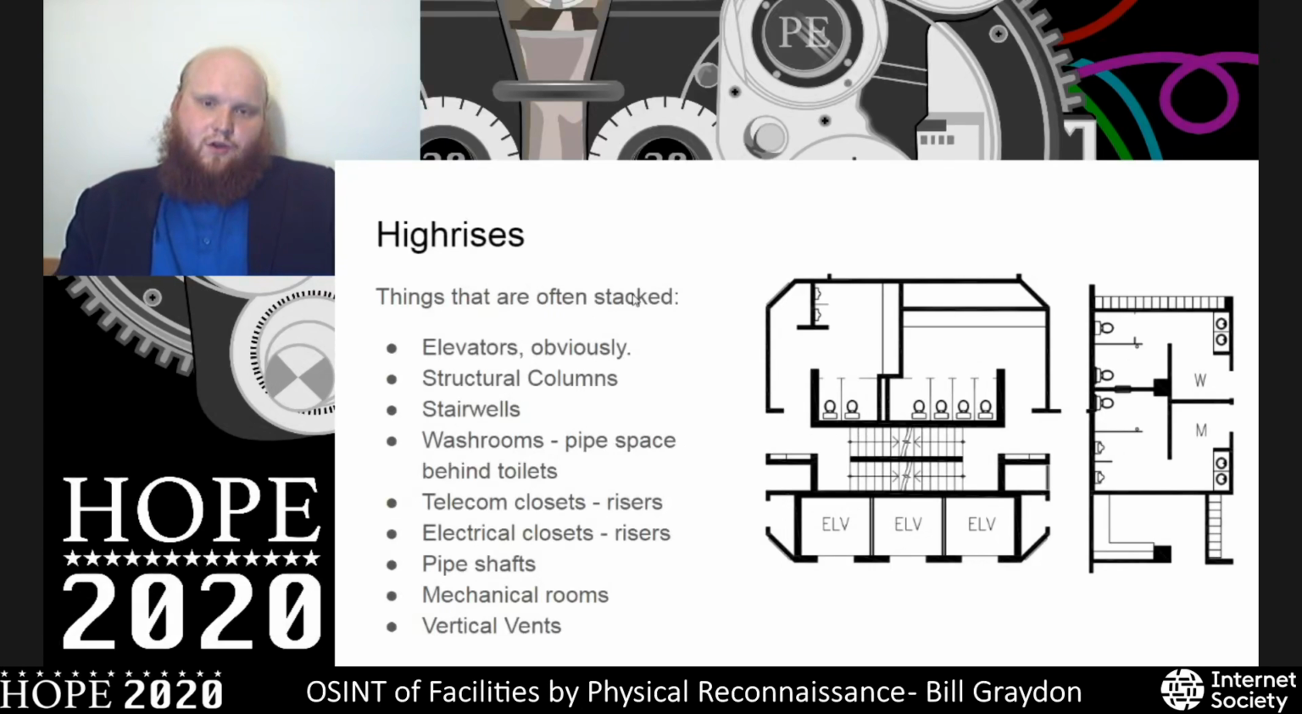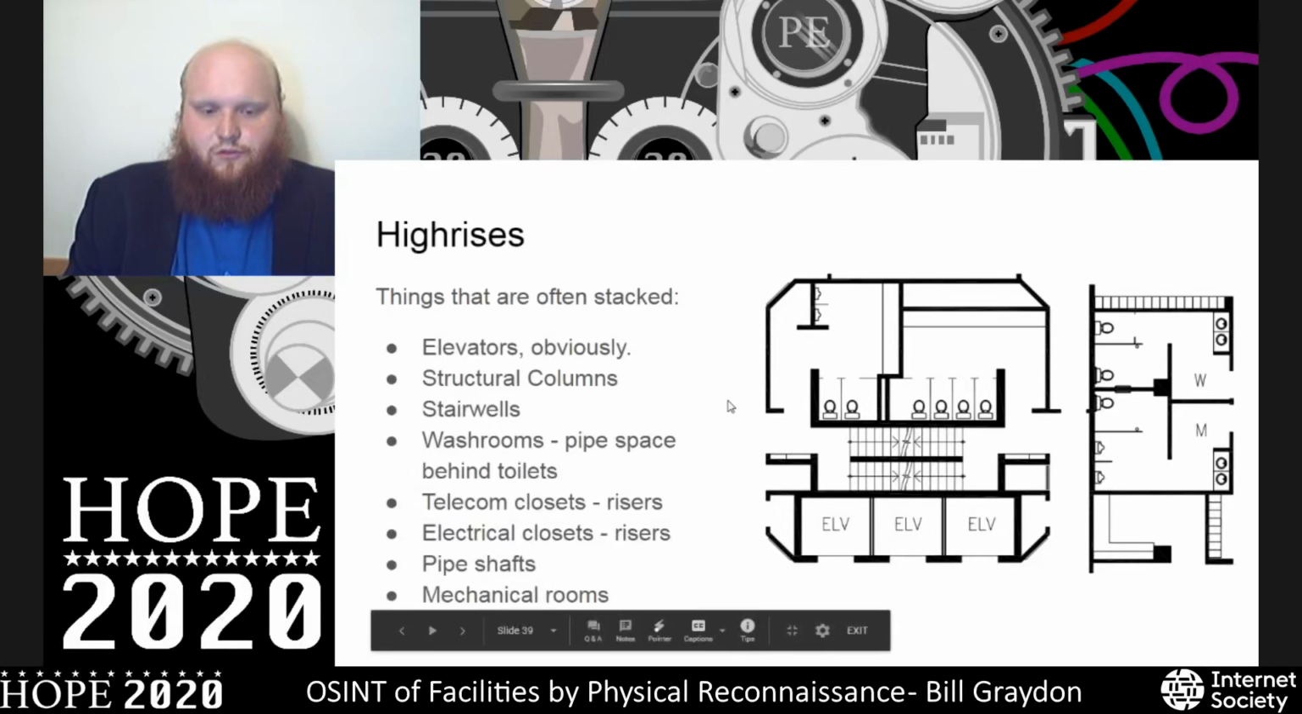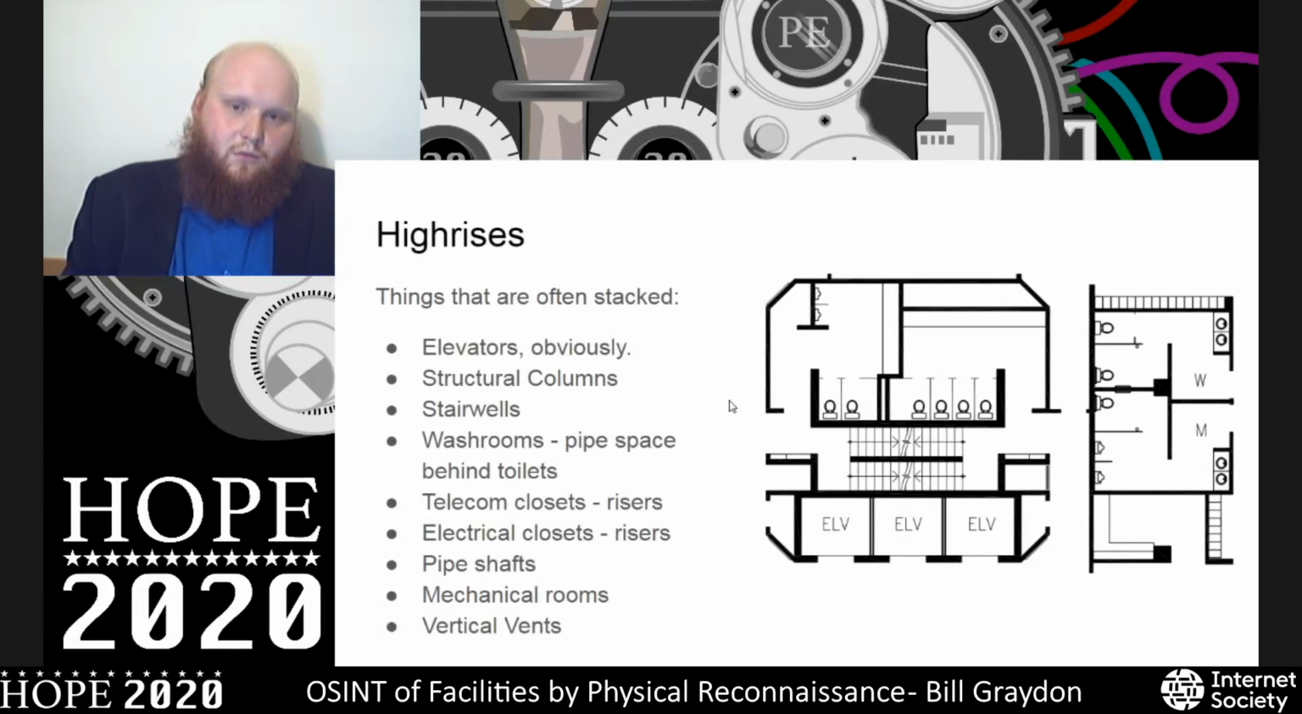There's a lot of things that are often stacked in high-rises. So elevators obviously do, structural columns and stairwells. Washrooms, as I mentioned, they have that pipe space behind the toilets. In this case, the pipe space is right here. Telecom closets, electrical closets, all of these different risers tend to be vertically stacked, as well as mechanical rooms and vents to allow for easy flow up and down the building.